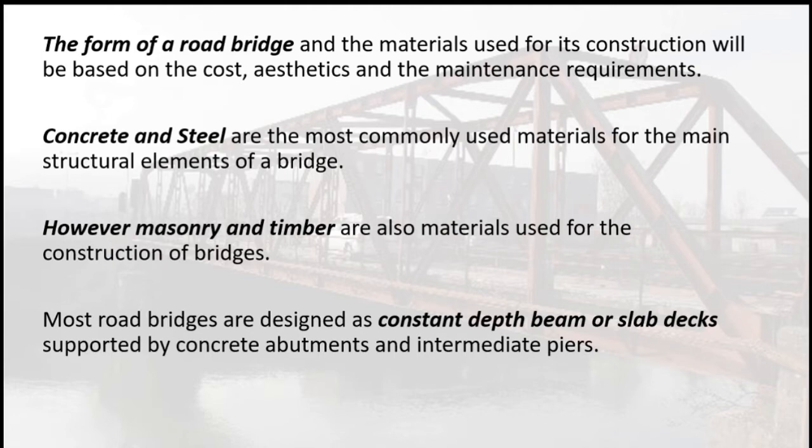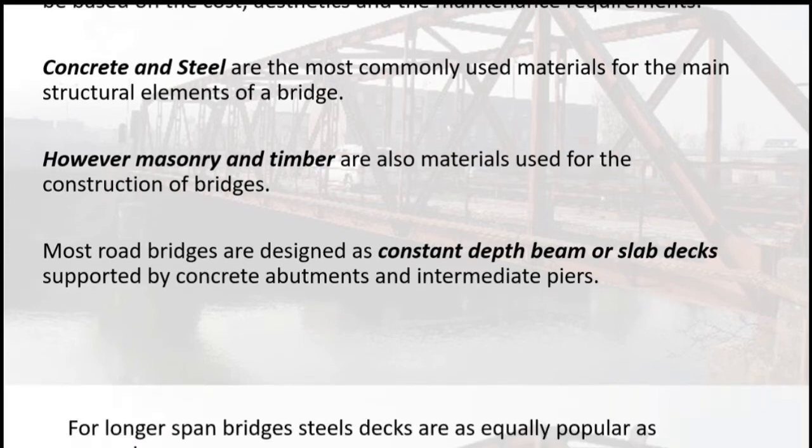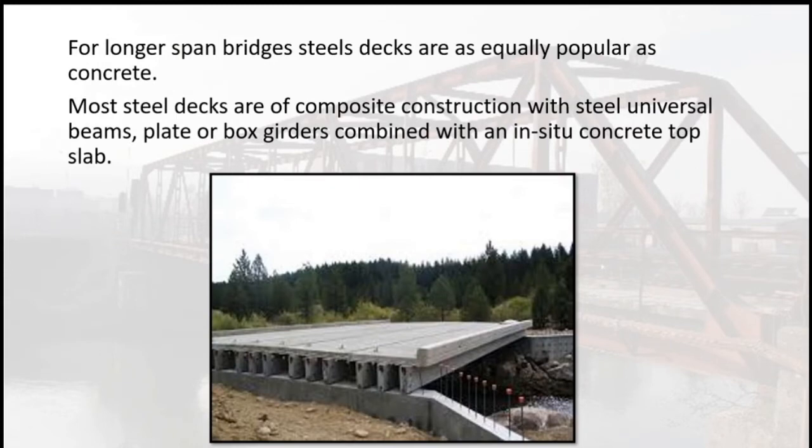Most road bridges are designed as constant depth beam or slab decks supported by concrete abutments and intermediate piers. For longer span bridges, steel decks are as equally popular as concrete. Most steel decks are of composite construction with steel universal beams, plate or box girders combined with an inside concrete top slab.